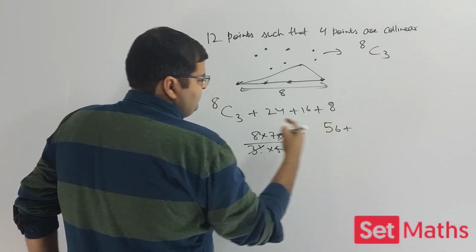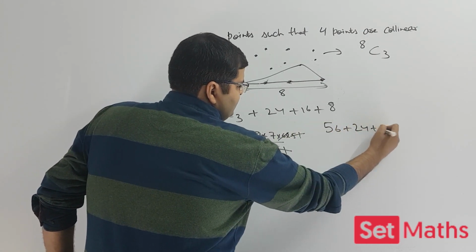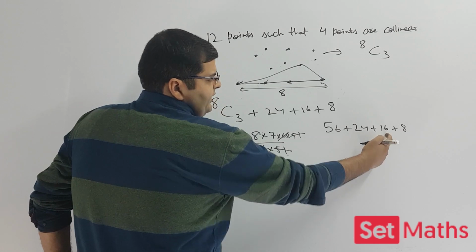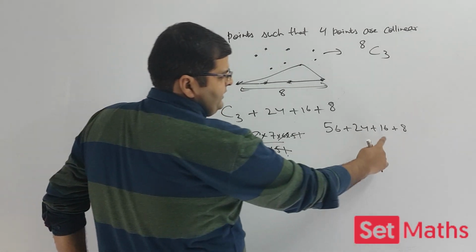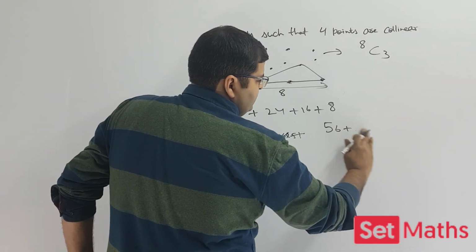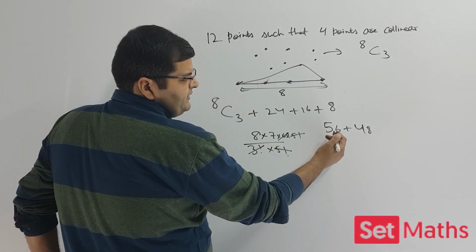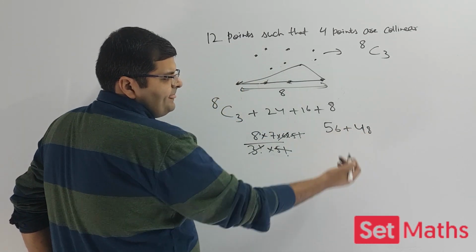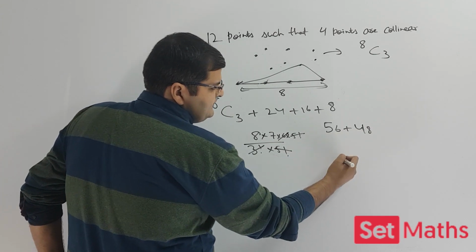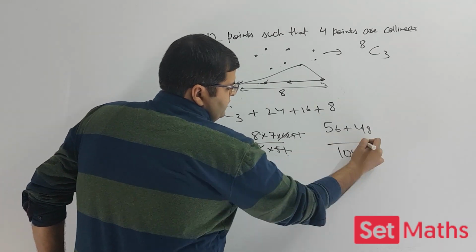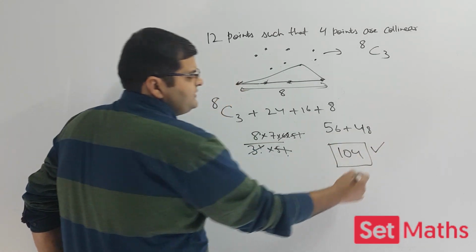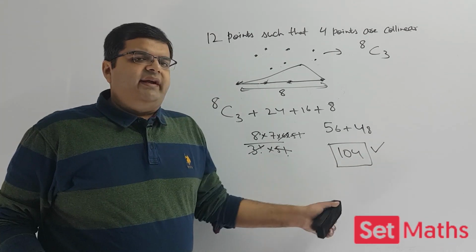So this is 56 plus 24 plus 16 plus 8. So 24 plus 16, that is 40. 40 plus 8 is 48. So this is 56 plus 48. That is what we get. So 56 plus 40 if we do, that is 96. 96 plus 8 is 104. So there are 104 such triangles we can create.